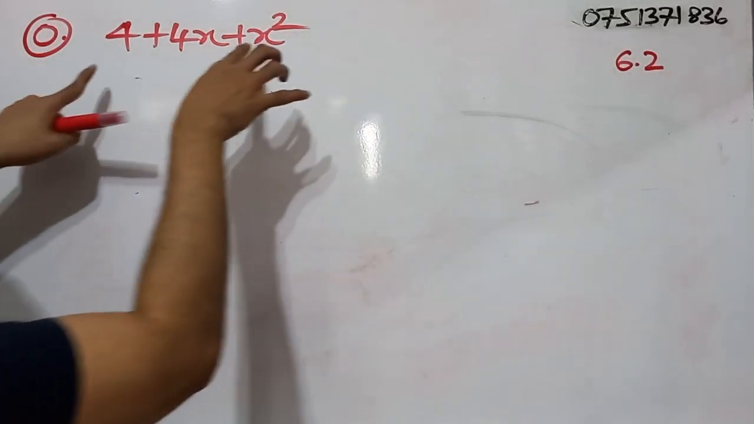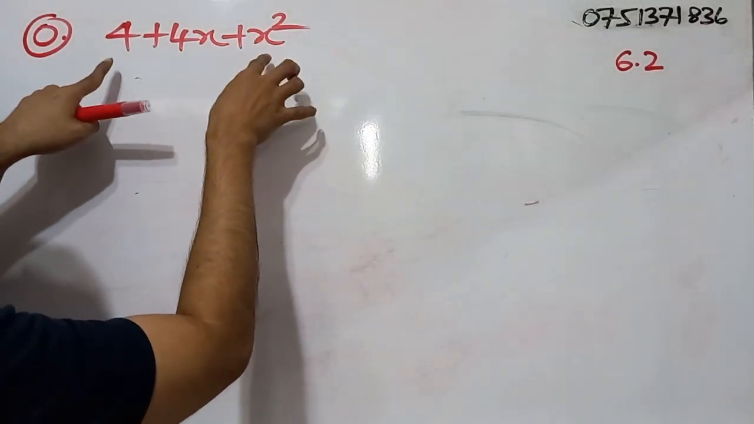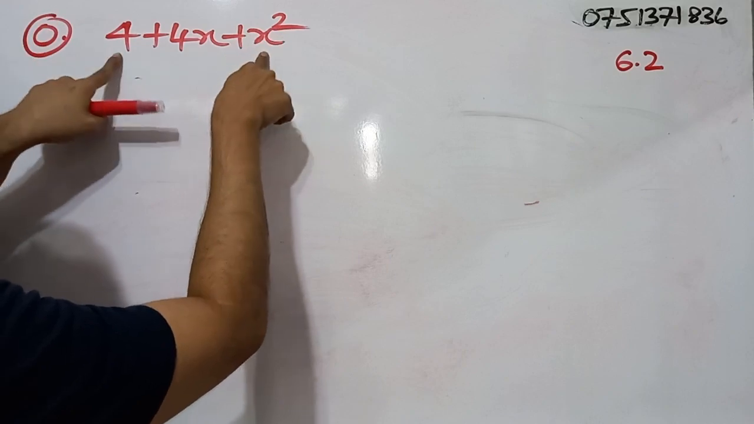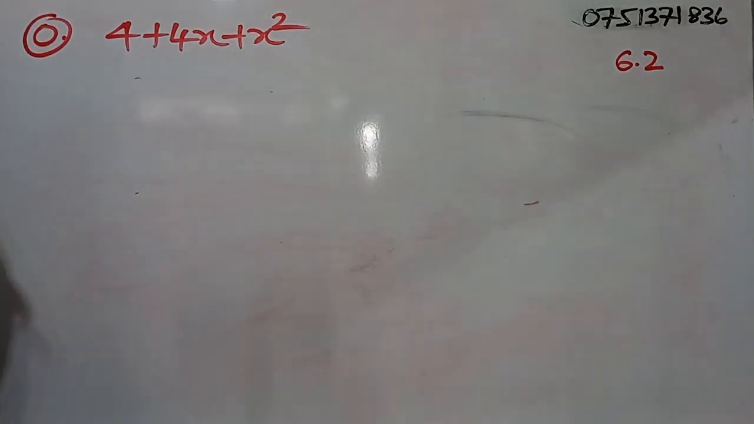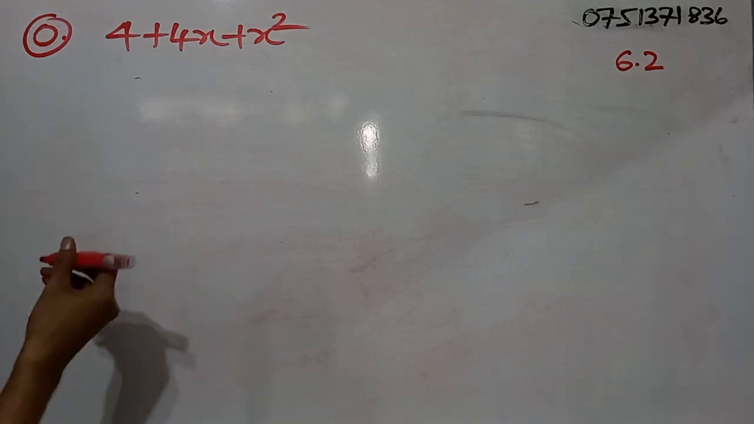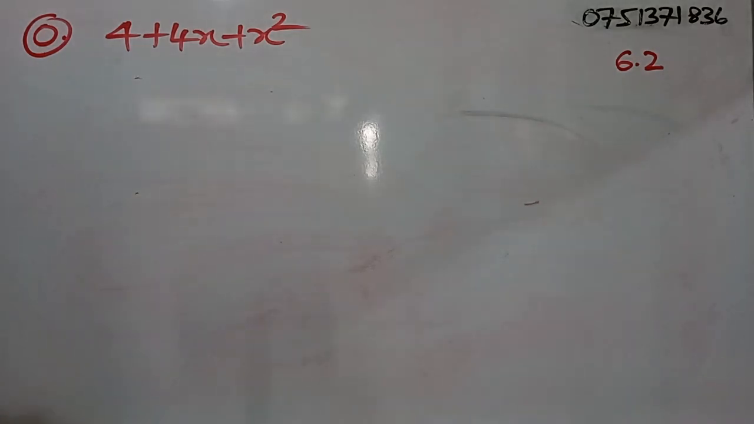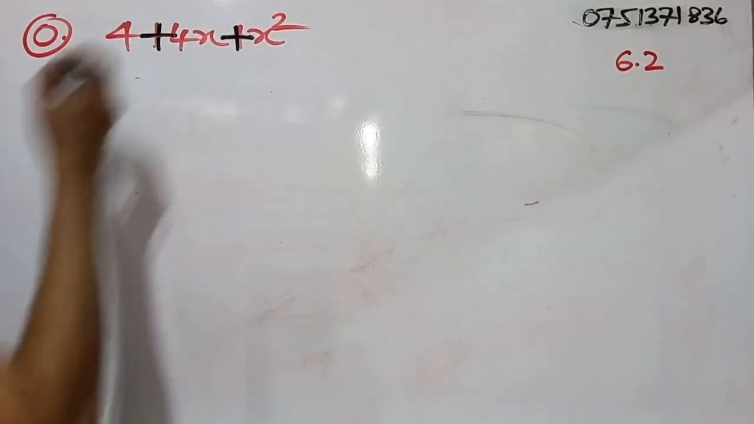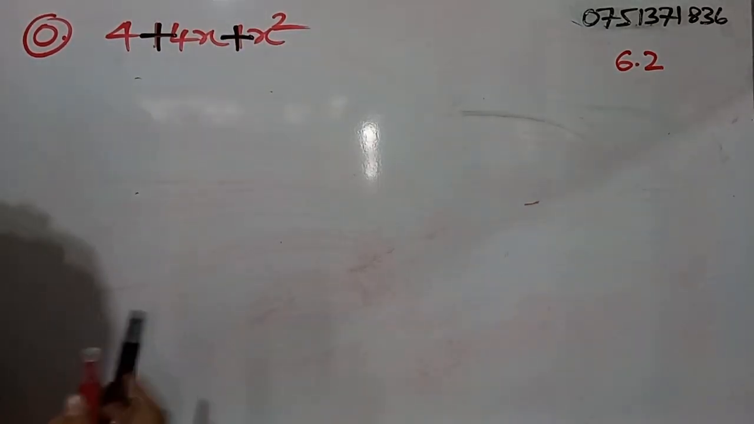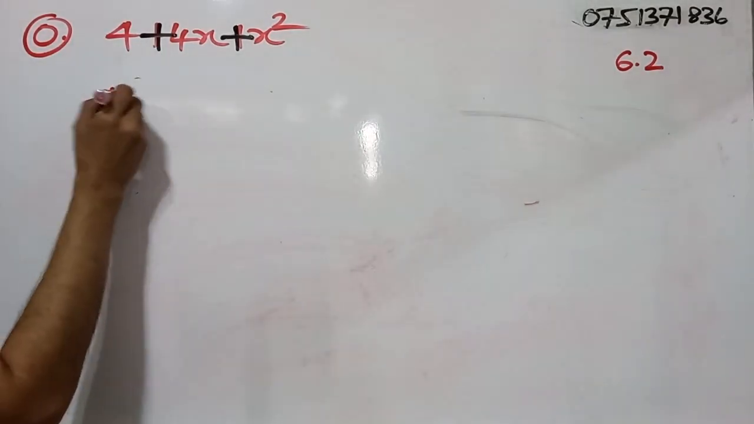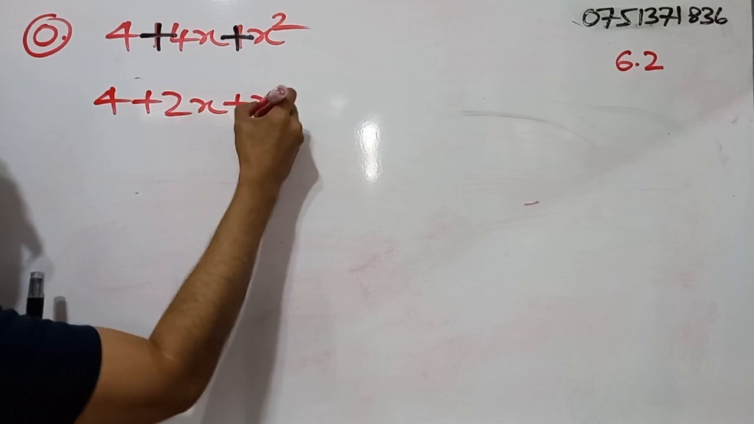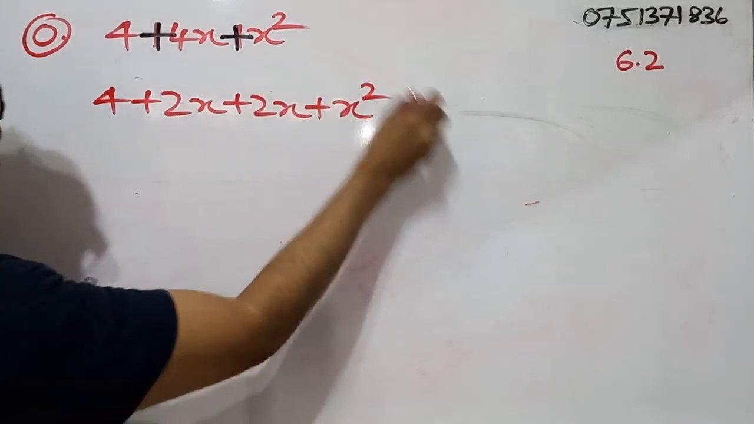Right. Here also we have the same expression, but unlike the other ones, these two terms are changed. In any case, when we multiply these two, what do we get? 4x squared. So here, this is plus and also this is plus. So based upon that, what should be the two factors? 2x and 2x, no? So 4 plus 2x plus 2x plus x squared.